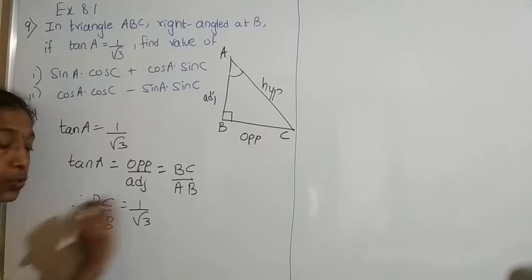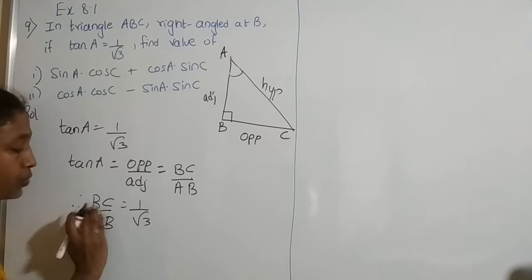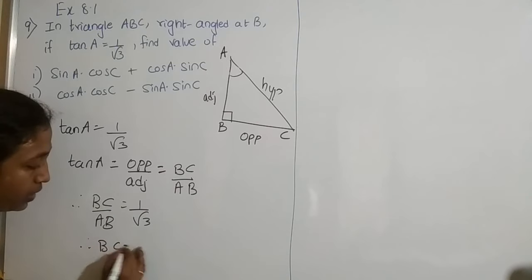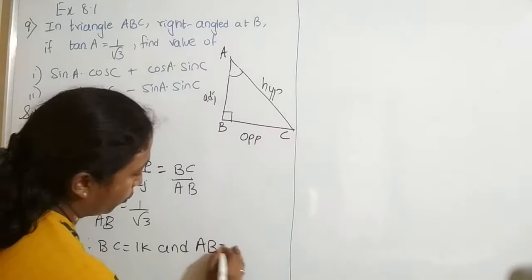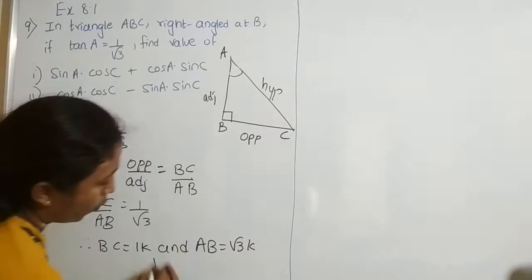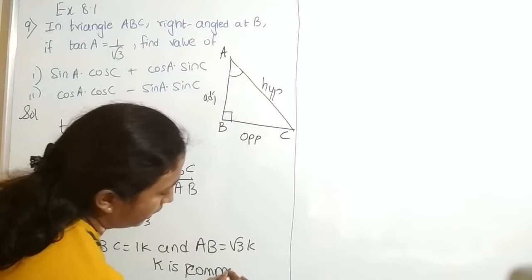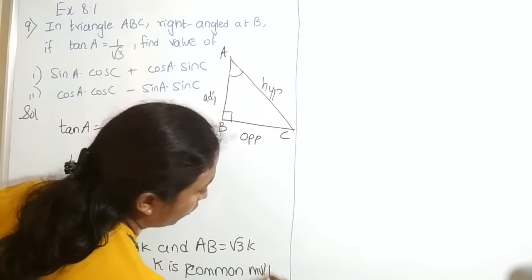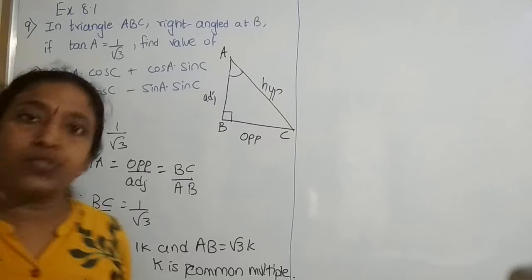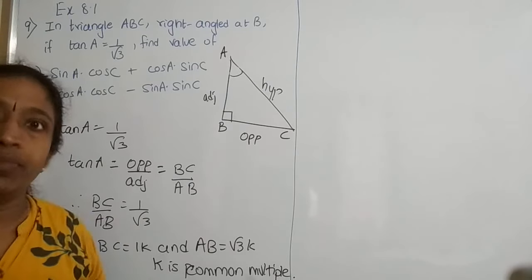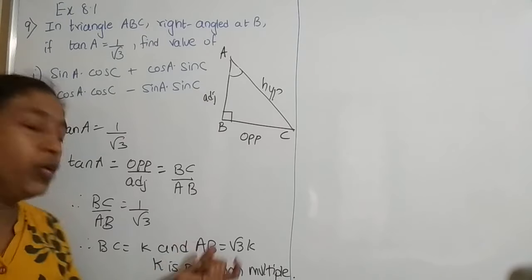Again I am telling you, it is in the form of a ratio. So here you have to take a common multiple. You should say this implies BC equals 1k and AB equals root 3k, where k is a common multiple which is a positive integer. I am assuming k, which is given in NCERT. You can take x also, but you write there that x is a common multiple we are taking. So BC is 1k, that is nothing but k, and AB equals root 3k.